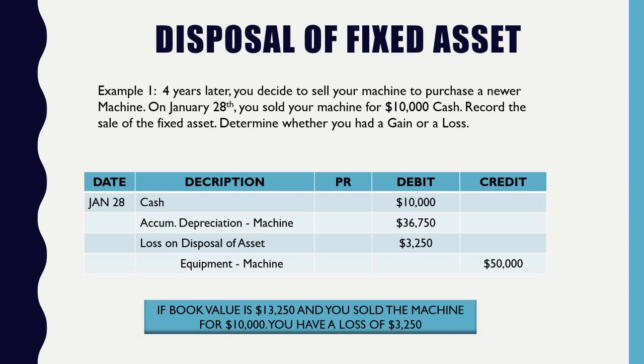Because at the end of the day, it has to equal the total amount that you have the asset for. You purchased it for $50,000, and now you sold it for $10,000 cash, but you ended up using $36,000 worth, and you have to determine whether you made a gain or a loss. In this case, you took a $3,000 loss. And that's how you get rid of the asset off your books, by selling it. So this is recognizing a loss.